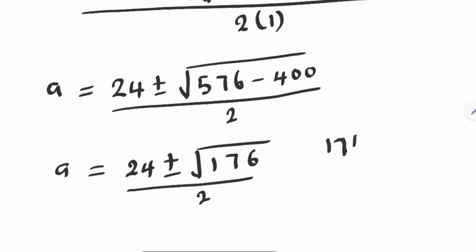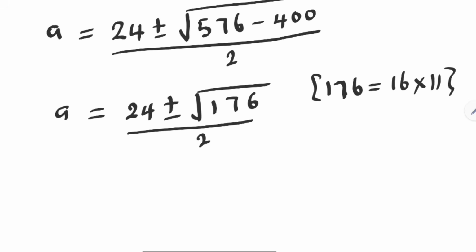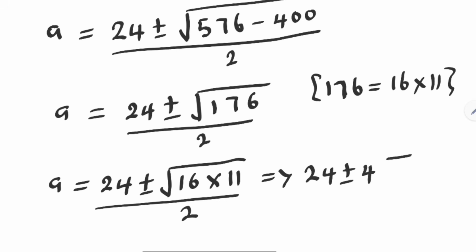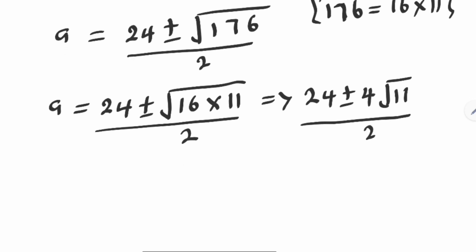176 is equal to 16 multiplied by 11. A is equal to 24 plus or minus square root of 16 multiplied by 11 divided by 2. This can be written as 24 plus or minus square root of 16, that is 4, root 11 divided by 2.